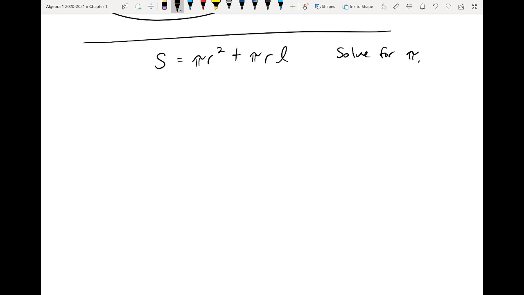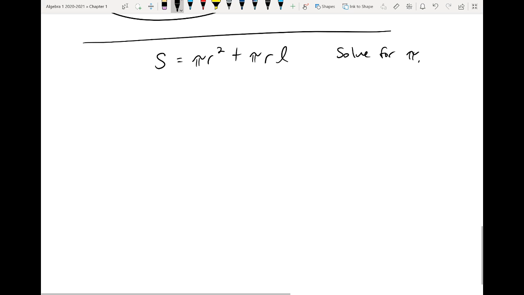Now, I want you to know that pi does not equal 3.14. That's an approximation, right? That's different. It's almost 3.14. It's very close to that, but what it's equal to exactly is pi. Pi is equal to pi.